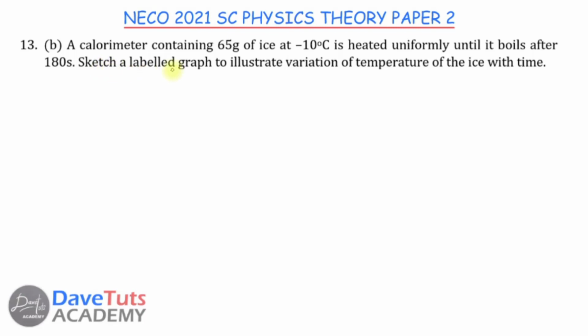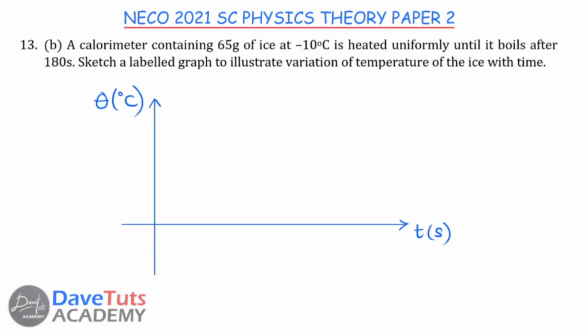Our mandate is to sketch a labeled graph to illustrate the variation of temperature of the ice with respect to time. So we have our graph here, and what inherently we are being asked is what are going to be the stages that the ice at minus 10 degrees Celsius is going to pass through, from the state in which it is ice to the state in which it boils and vaporizes at 180 seconds. So if we are to look at that, this is just a very good denotation of what we can get, and I've just noted the number of points here.